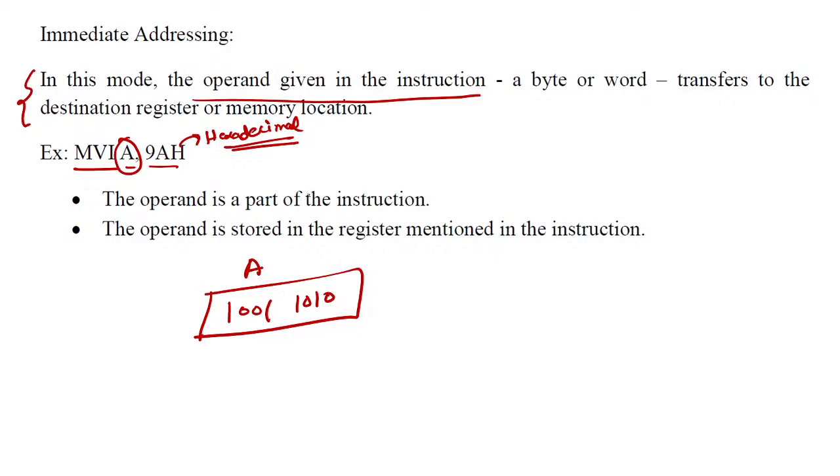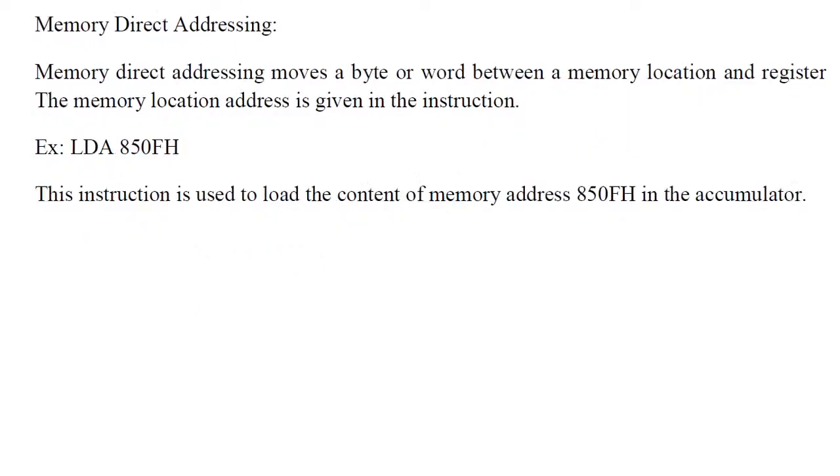The operand is a part of the instruction. The operand is stored in the register mentioned in the instruction. So you can say MVI B, 9A, that means you are storing the value 9A, which is a hexadecimal value, into the register B, that is 1001 1010. So that is immediate addressing mode. Then we have memory direct addressing mode.